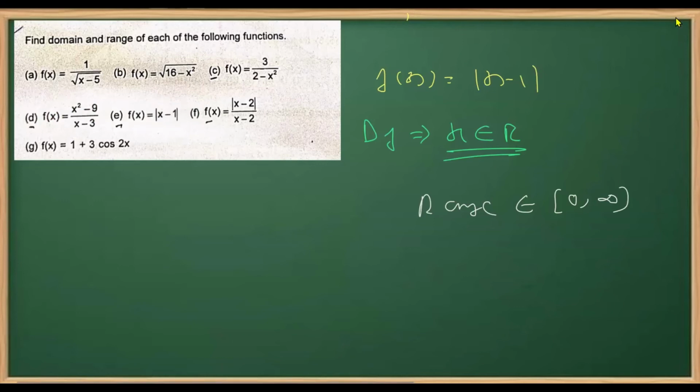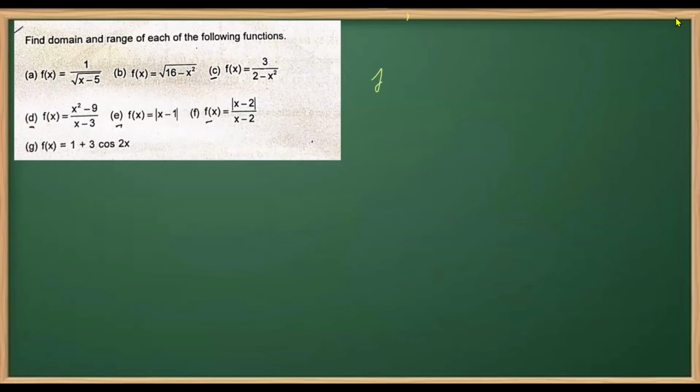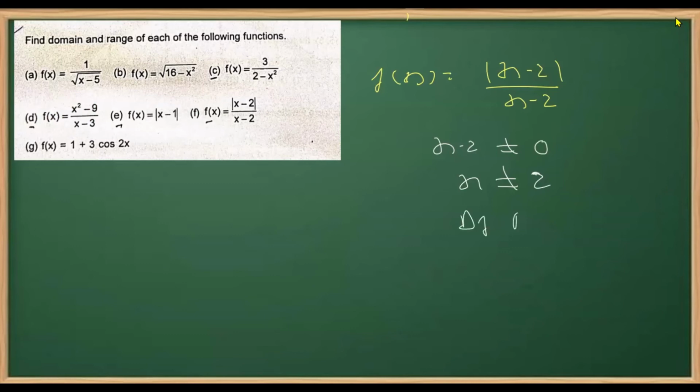Now if I see the next part, that is the fifth part, what we have here is f(x) = |x − 2|/(x − 2). Now we need to see the denominator only. As you can see, the denominator x − 2 cannot be 0, right? So therefore x should not be equal to 2. So as far as the domain is concerned, the domain of this function will be all real numbers except for the element 2, right?